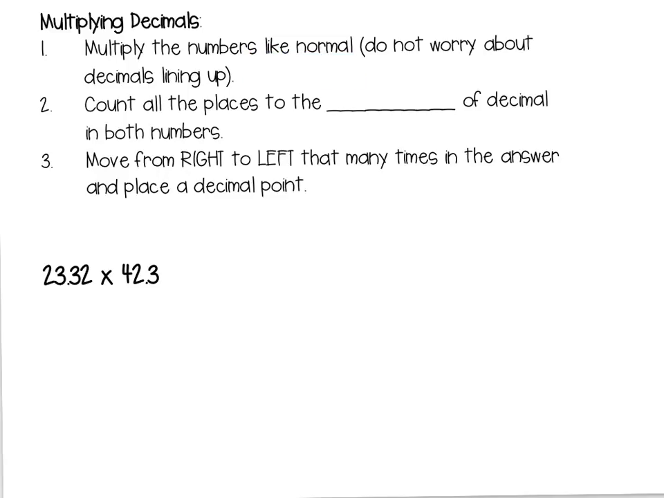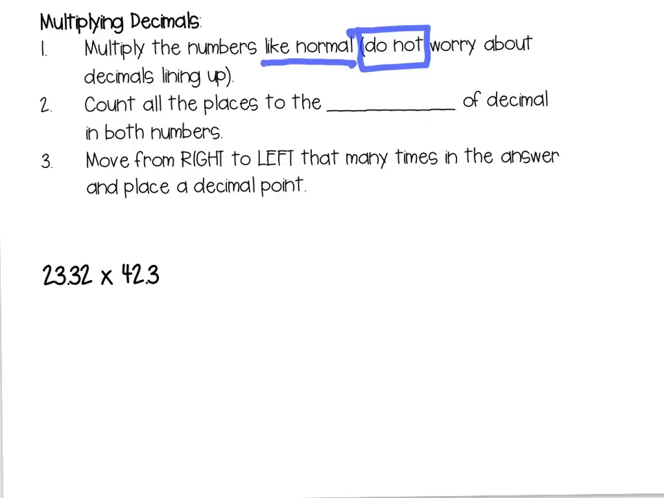Let's just highlight a little bit. Multiply the numbers how? Like normal. Do not worry about lining them up. You do not worry about lining the decimals up.